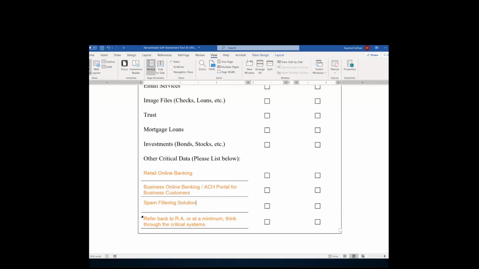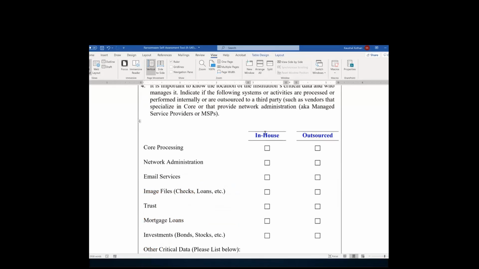And I always hate doing this, is referring back to the risk assessment and finding out what you identified as critical there, and then pulling that into here. But if that's not clear in your risk assessment for whatever reason, definitely just think through if we lost this data, if it had ransomware applied to it, how big of an impact would it have to us? And if the impact is significant or catastrophic, then I would list it out in here. And then just identify whether or not it's in-house or outsourced.